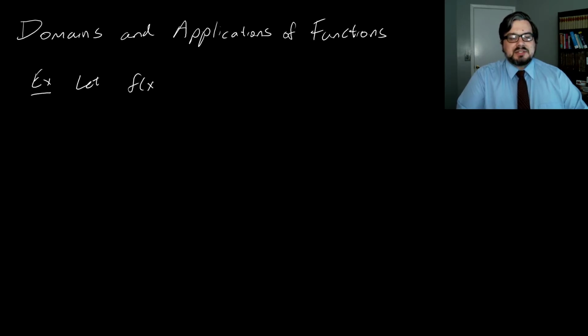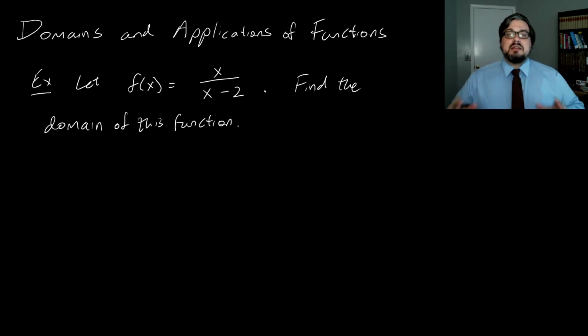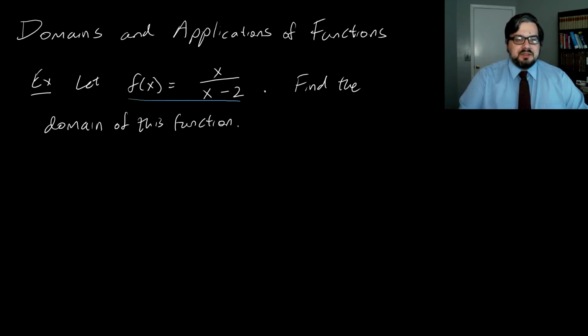Let's let f of x equal x over x minus 2. Find the domain of this function. Now, I want to take a second and remind us of what this notation that I've written down actually means. Let f of x equal x over x minus 2. We are going to be developing intuition about functions pretty quickly, but it is important for us to have the proper foundations here. So let's remember what this expression here really means.